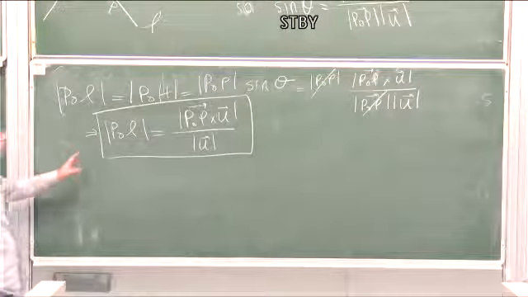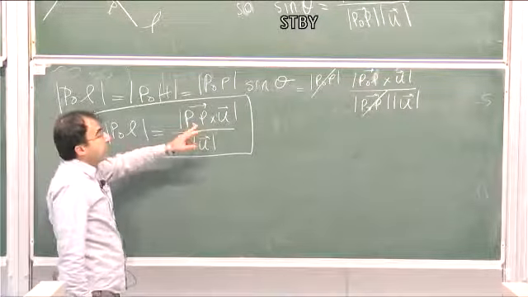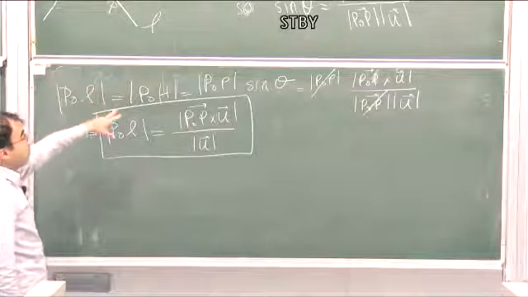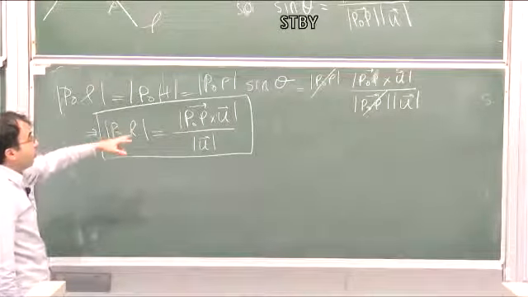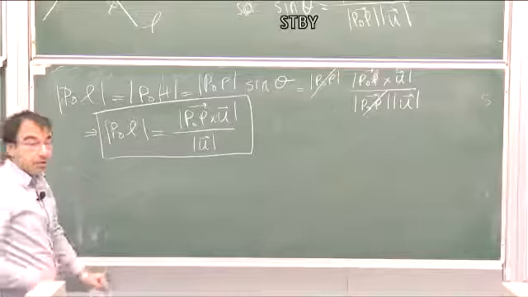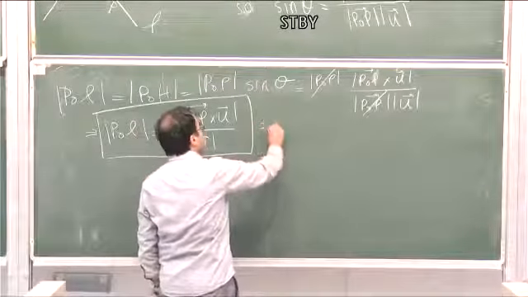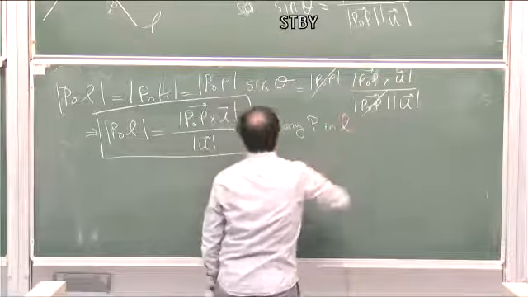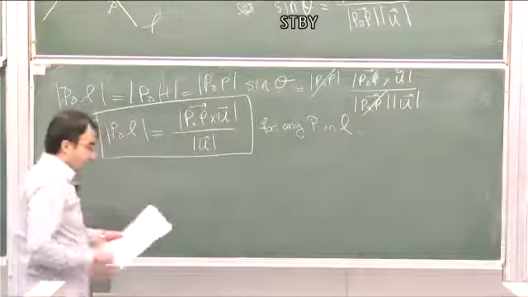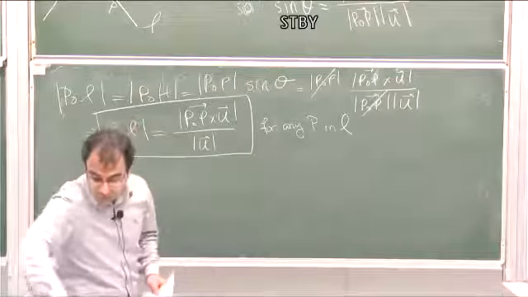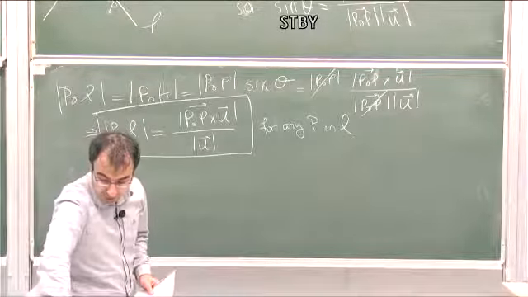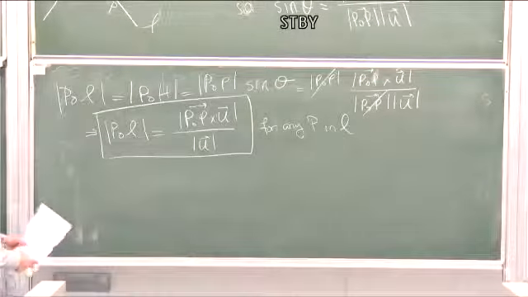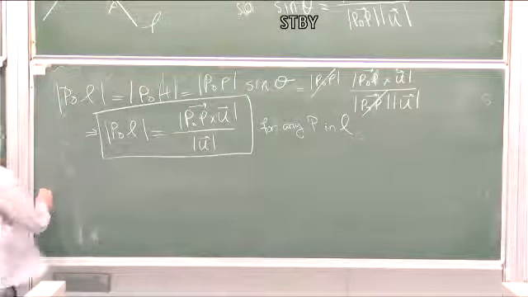Well, in this formula, it uses this point P. P is on this line, but it doesn't matter. Whatever point we use, it will give the same value. So for any P in the line L, it doesn't matter. But we did not have such a thing when we computed the distance between a point and a plane. Okay, again, let's take an example.